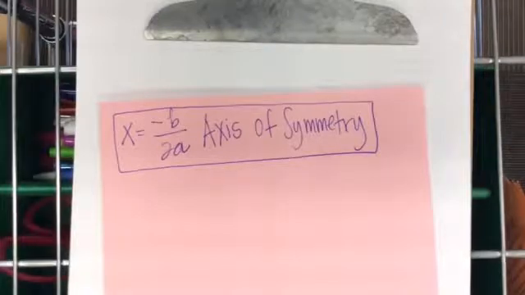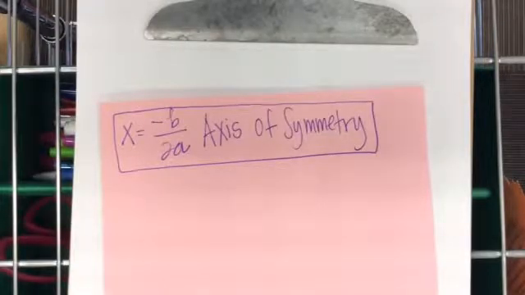So x equals negative b over 2a is used for the vertex. It's step 1 in finding the vertex. But it's also this thing called the axis of symmetry. Raise your hand if you remember: if something is said to be symmetrical or to have a line of symmetry, what does that mean?